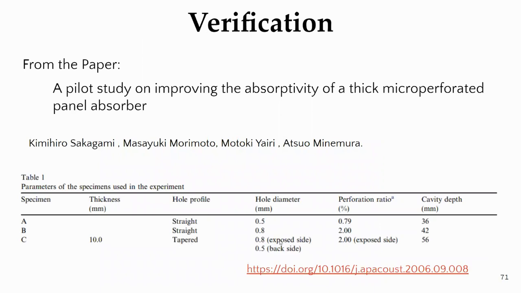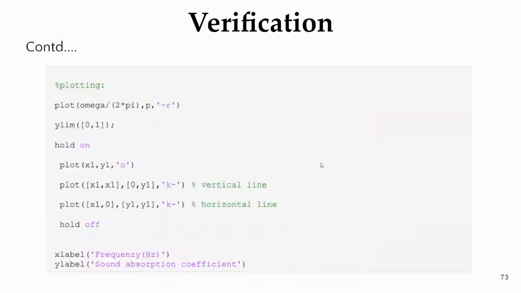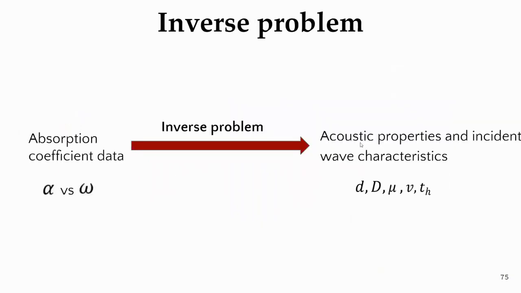Sorry, tapered, in which the exposed side is 0.8 millimeter and the back side of the hole is 0.5 millimeter. It's a different profile, and I have used the values and done verification, and this is what I got. And in this, the solid line denotes the tapered hole, and you can see it's actually similar, 0.7 and 0.7. And now I'll get into the inverse problem.